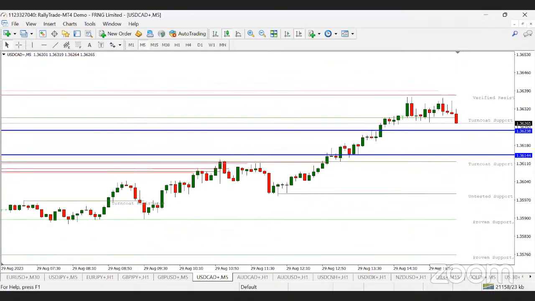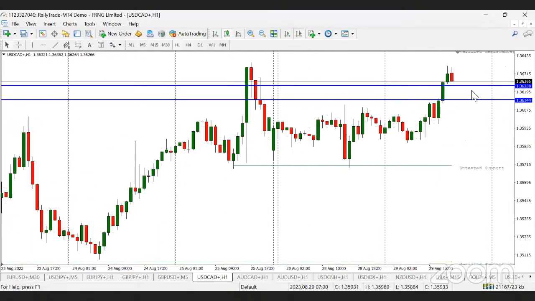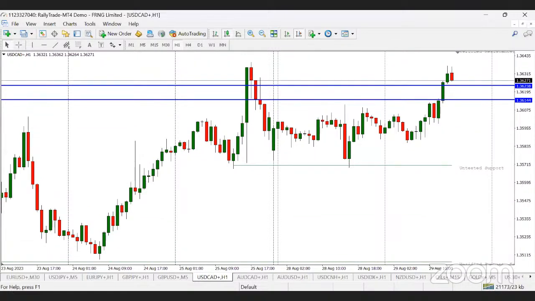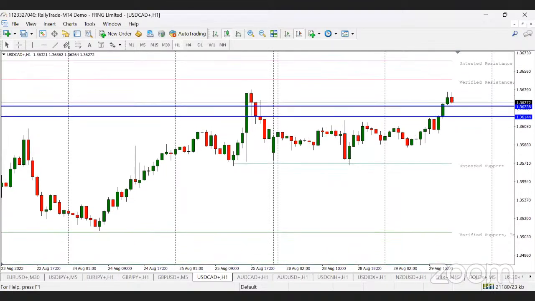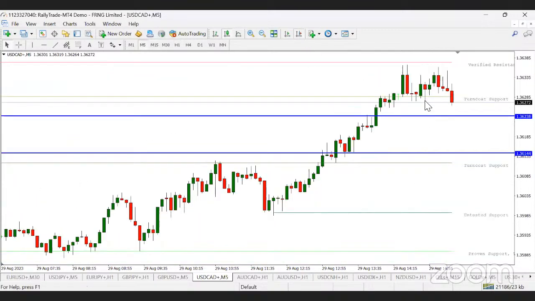Why? The reason is because look at it. This instrument actually got to a verified resistance and is bouncing off from this verified resistance on 1 minute time frame. But if you check it out on 1 hour time frame, you will discover that it just made a double top. So the probability of it selling more is higher. Because of this double top, the probability of it selling more is very much higher. So with that in mind, we'll be going in for a sell on this instrument.